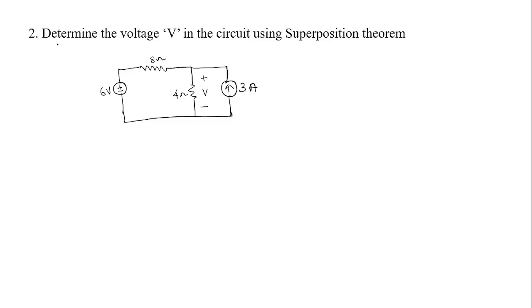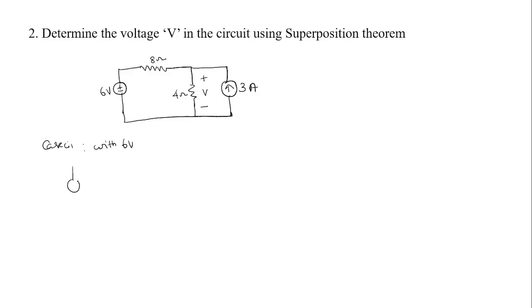Now we'll solve the second one. The question is: determine the voltage V in the circuit using the superposition theorem. Here is a similar kind of problem. We have one voltage source, one current source, and two resistors. So case 1, as usual, we'll consider the voltage source, the 6 volt source only, making the 3 ampere source 0.